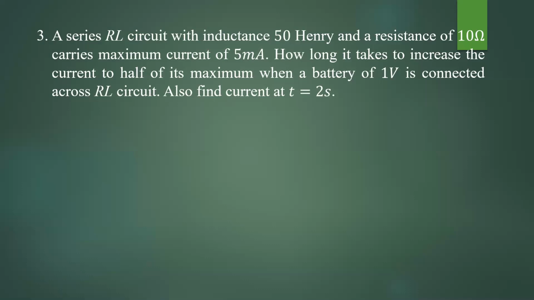How long does it take to increase the current to half of its maximum when the battery of 1 volt is connected across the RL circuit? So now growth of current is going to be observed. The battery is connected in the circuit, that's why current is going to grow. During the growth of current, what is the time at which current becomes half of its maximum? What is the maximum current? It is 5 milliampere.